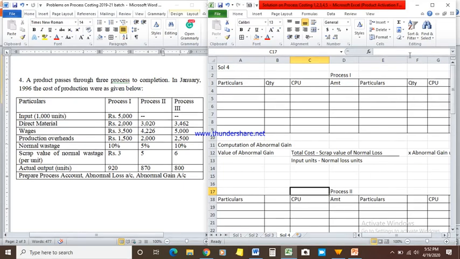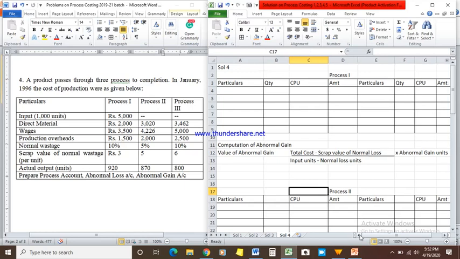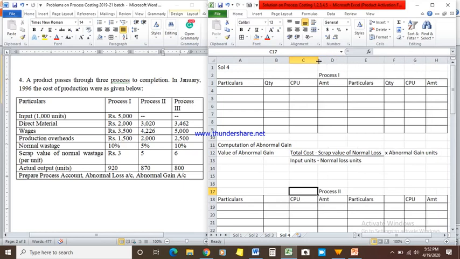For all the problems I have created a template, so that it is going to save a lot of our time and we can spend quality time on the discussion front. Okay, let's look into the fourth one.